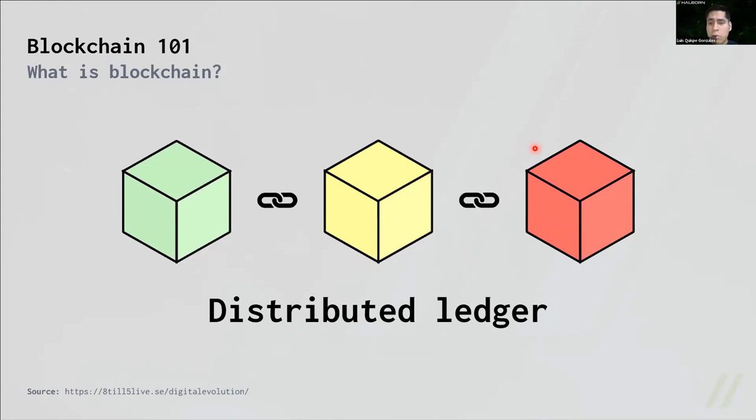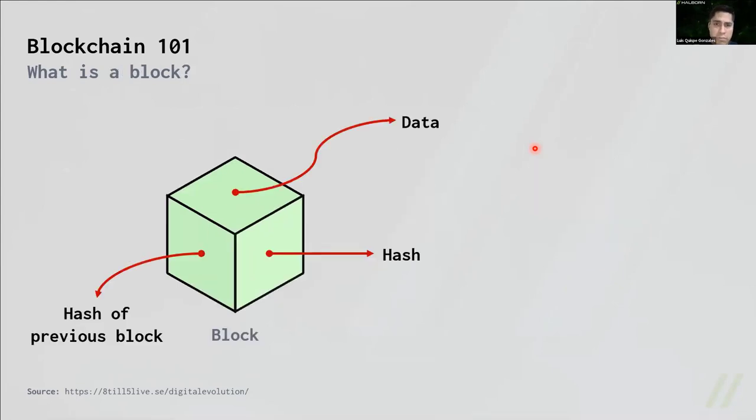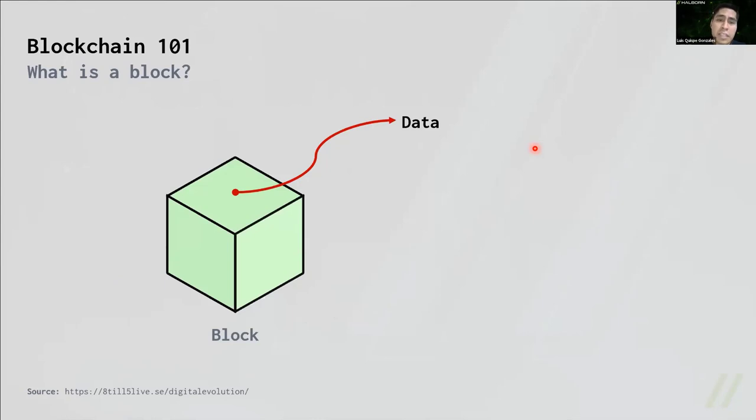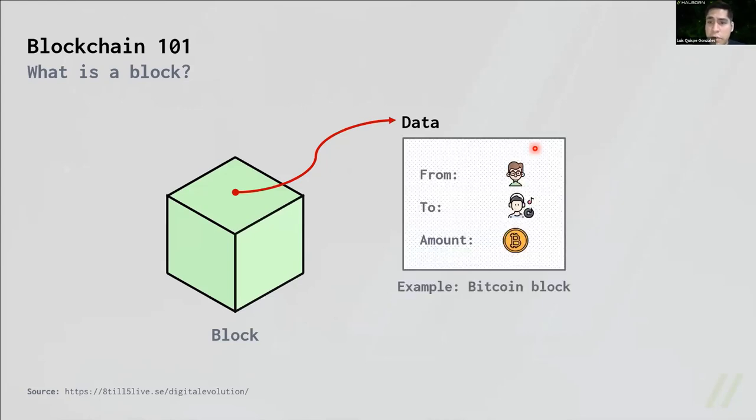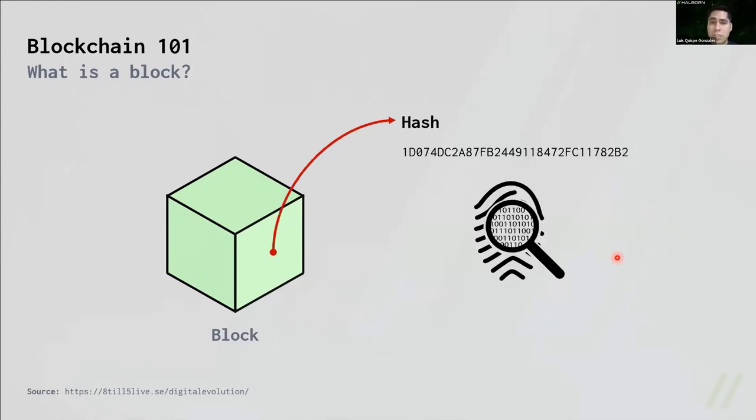So how does it work? Let's take a closer look at a block. A block has data, a hash of the block, and a hash of the previous block. What kind of data does the block have? Well, it depends on the blockchain. For example, if we are talking about Ethereum, we have details about a transaction. So we have the sender, the receiver, and of course, the amount of coin involved in the transaction. Then we have the hash of the block.